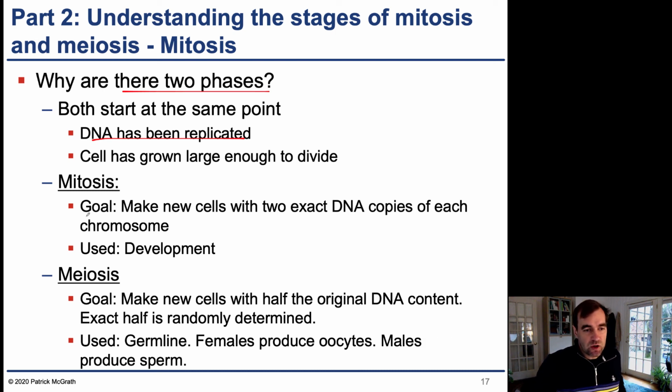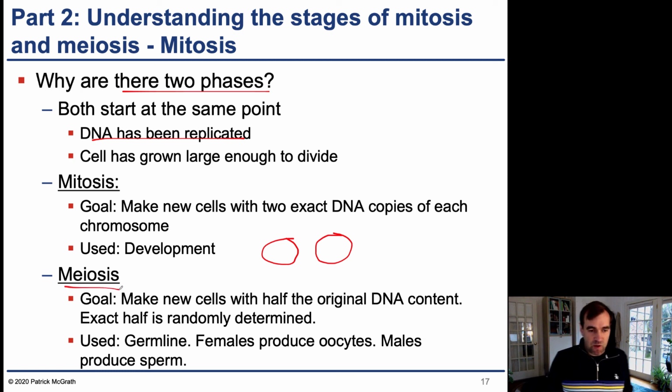And so there's 2 goals. One goal is to make 2 cells with 2 exact DNA copies of each other. So in development, as a result, you want to have 2 exact copies. So skin cells are identical to each other, heart cells are identical to each other. You don't want a heart cell to have a different complement of DNA. So the goal of mitosis is conservative. It's to create 2 cells with the exact same copy.